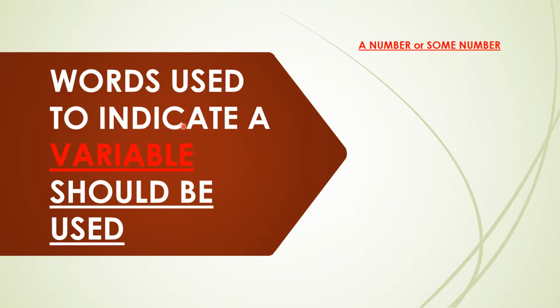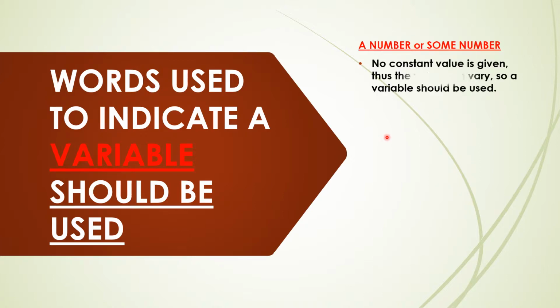Here's my next example. Again, we're talking about words that tell us we need to use a variable. So if you see something on a test that says a number or some number, it's giving us a clue that we have to use a variable. So no constant value is given. So the value can vary. In other words, it could be 10, it could be 20, it could be -55. We don't know. So a variable should be used.